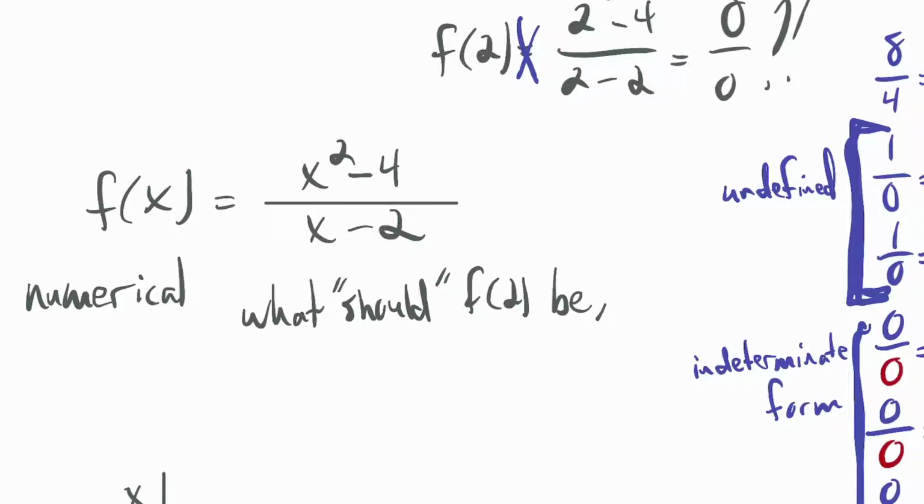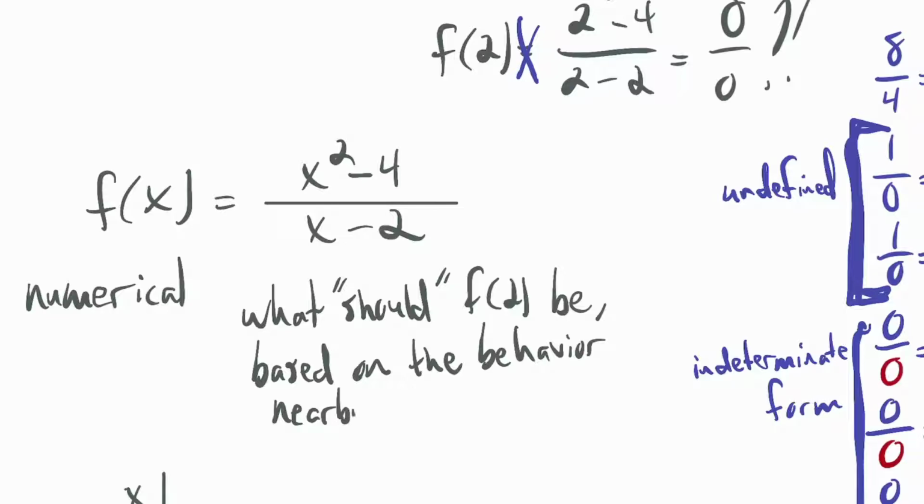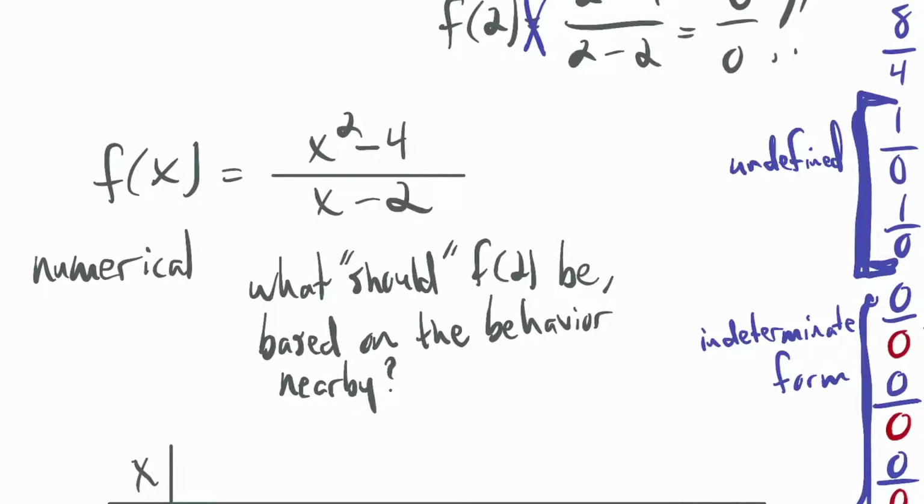Based on the nearby behavior, or the behavior nearby. So there's that word, near, right? When you try x coordinates near 2, what does the function do? And there are 3 basic ways to approach this. There's numerical, which we're going to do in a moment. There's graphical, which is farther down the page. And then there's algebraic, which is farther down the page. So let's do this numerically first.